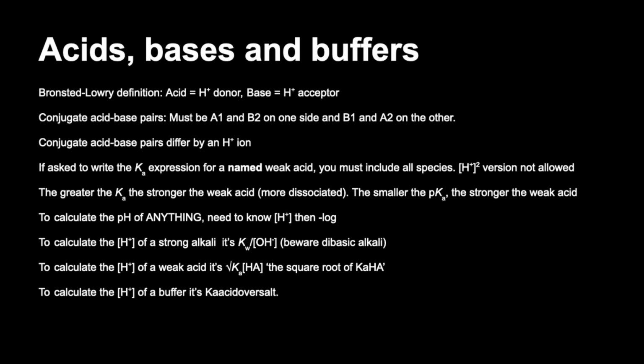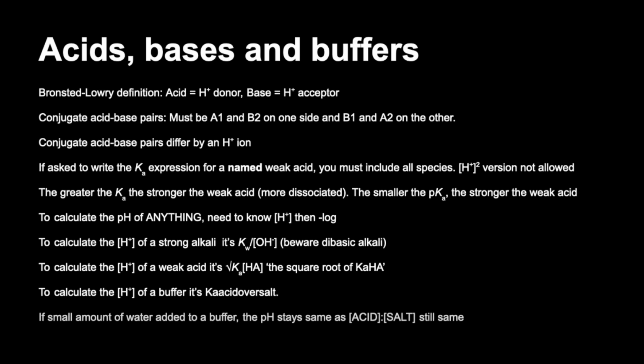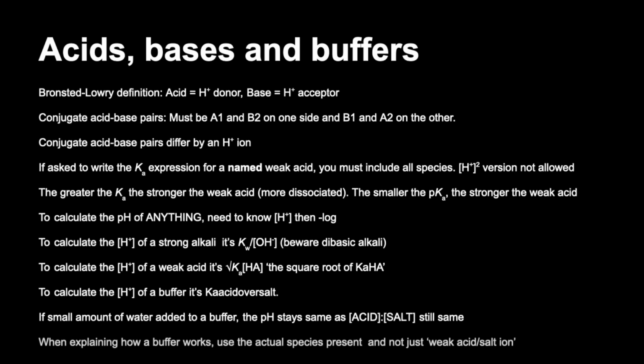And to calculate the H plus concentration of a buffer, I remember it as acid over salt. So Ka multiplied by the acid concentration divided by the salt concentration. If you add a small amount of water to a buffer, the pH will stay the same, and that's because the ratio of the concentrations, so the acid to salt concentration ratio, has stayed the same. And finally, when you're explaining how a buffer works, you must talk about the actual species. Don't just refer to the weak acid or the salt ion. Actually bring in the name or the formula of the actual species.